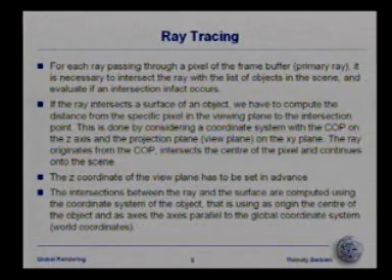So this slide basically explains how it works. For each ray passing through a pixel of the frame buffer, the primary ray, you intersect the ray with a list of objects in the scene and evaluate if an intersection occurs. There can be no intersection, more than one intersection, independent of how it reflects or how it refracts. If the ray intersects the surface of an object, then we have to compute the distance from the pixel which is hosting my cast ray in the viewing plane to the intersection point.